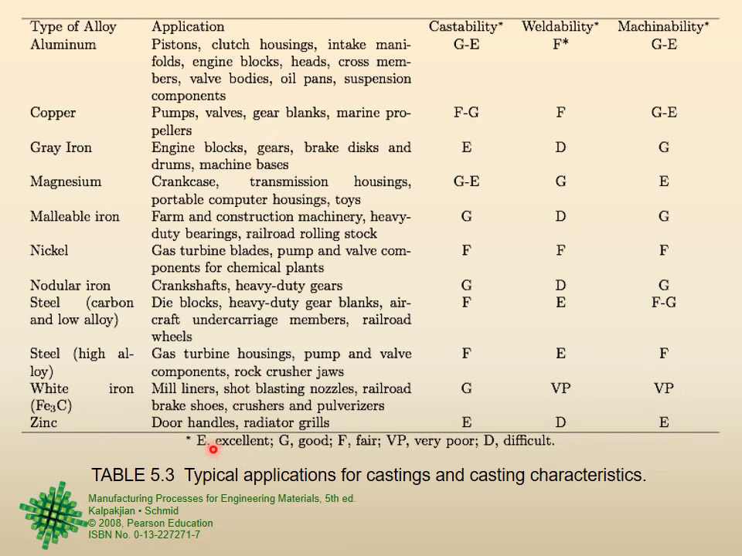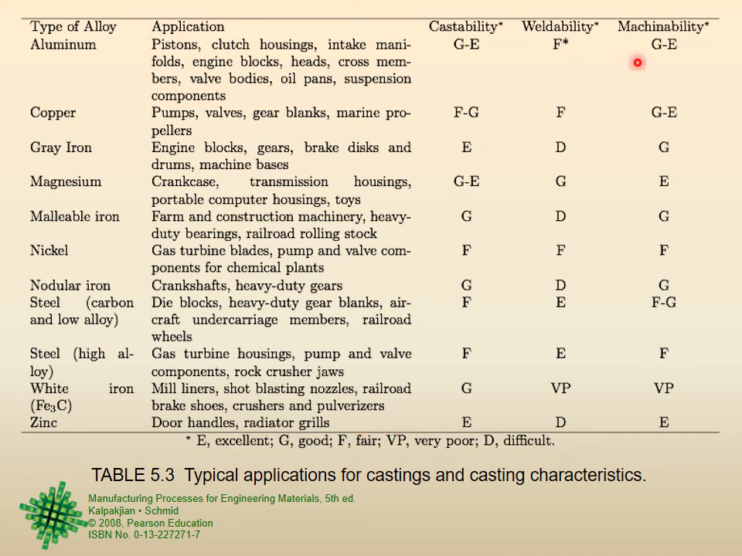Now E here is excellent, G is good, F is fair, VP is very poor, D is difficult. So E means excellent. So aluminum alloys from a casting viewpoint, good to excellent. Copper, right? Fair to good, but not excellent. Gray iron, excellent, because gray and cast iron are made for casting. Magnesium, there's that. Steels, normal steels, fair. Normal steels, it is fair, not very, very high, right? Special alloy steels, fair. Zinc alloys, excellent.